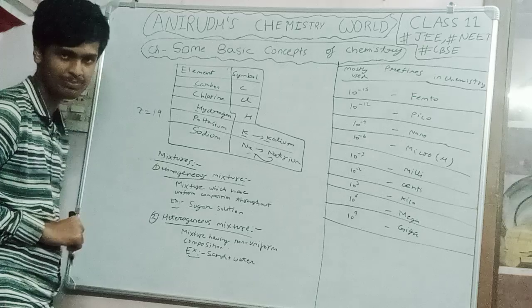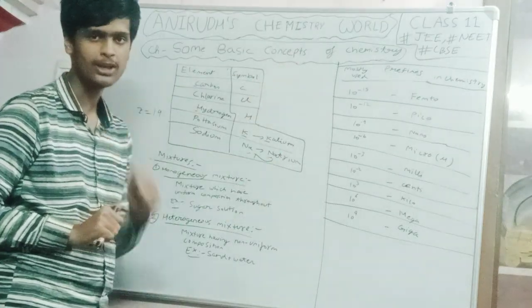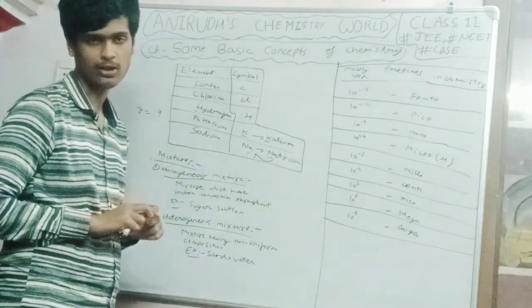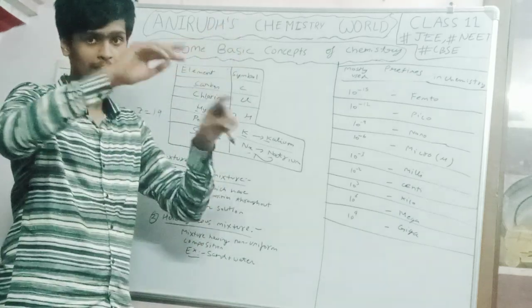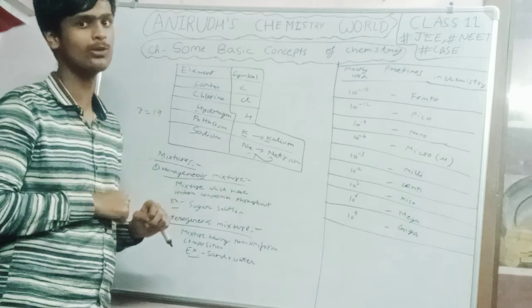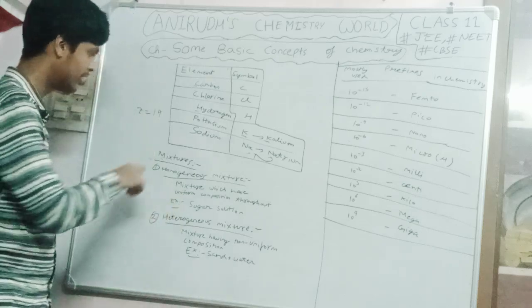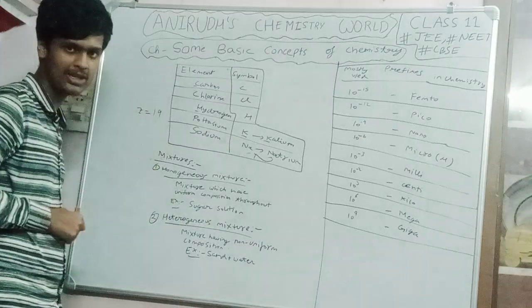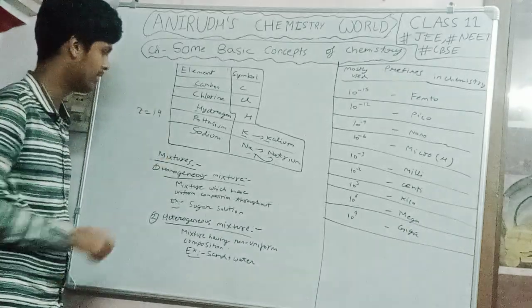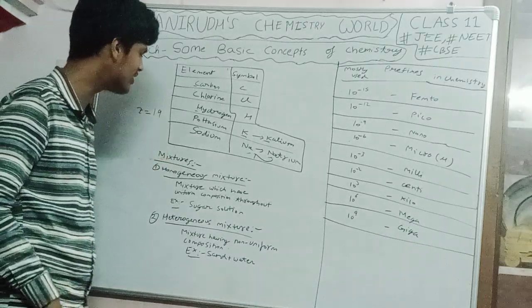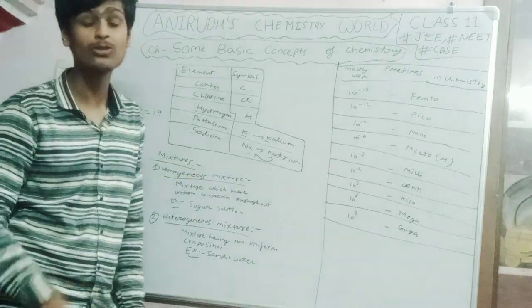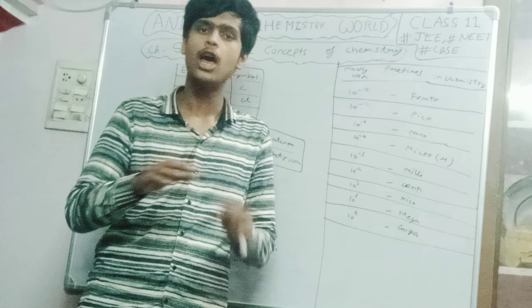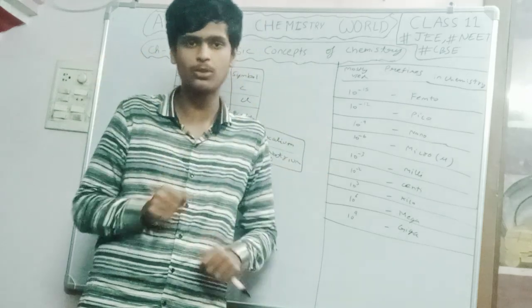Now mixtures. In the introduction I told you that matter is divided into pure and impure, and in impure we have mixtures. We have two types: heterogeneous mixture and homogeneous mixture. The first is homogeneous mixture. What is homogeneous mixture? The mixture which has uniform composition throughout.